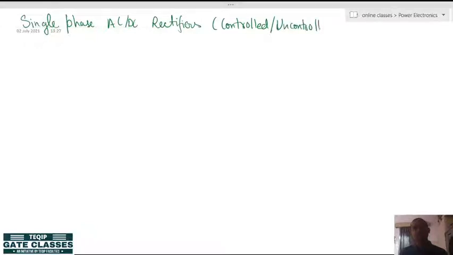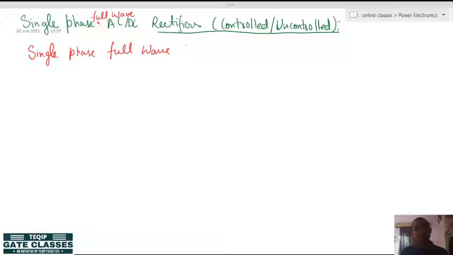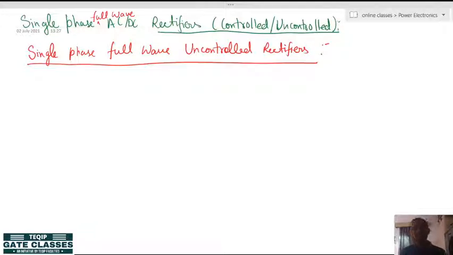So, let us begin with the uncontrolled rectifiers first, because when we understand the working of these, then we can easily understand the working of controlled rectifiers. The first topic is single phase uncontrolled rectifiers, single phase full wave uncontrolled rectifiers. As the name suggests, uncontrolled rectifiers contain diodes as their switches.